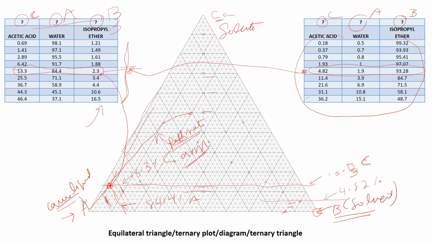4.82% of C, and then the remaining is 93.28% of isopropyl ether. Isopropyl ether is nothing but your solvent. So 93.28. So this is your 90% line, 92% line. So 93 will be somewhere here.